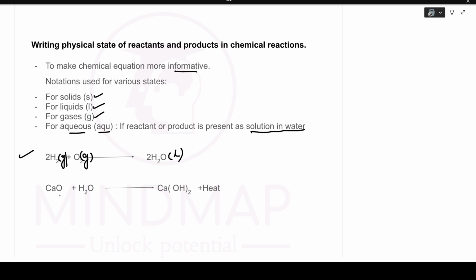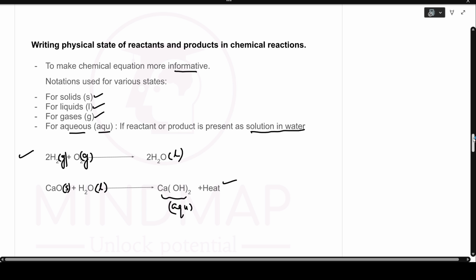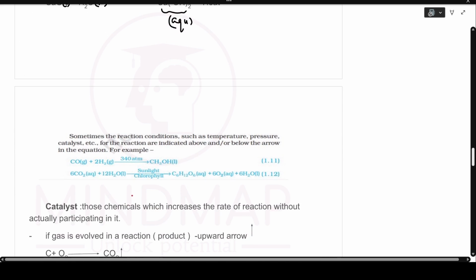Now here CaO, calcium oxide, it's a solid. S. Water is a liquid. Calcium hydroxide, now this is in aqueous form. So we will write AQ, and heat is released. So these notations give you more information about the chemical equation, the reaction.